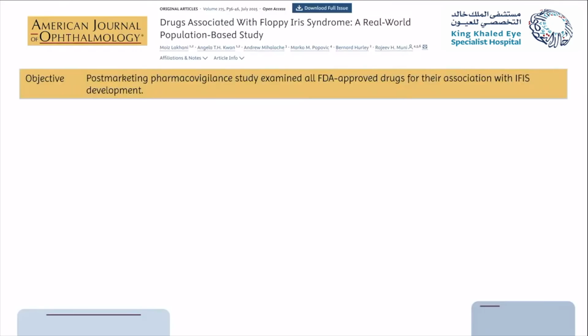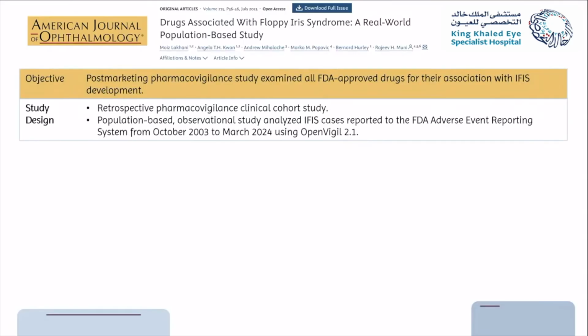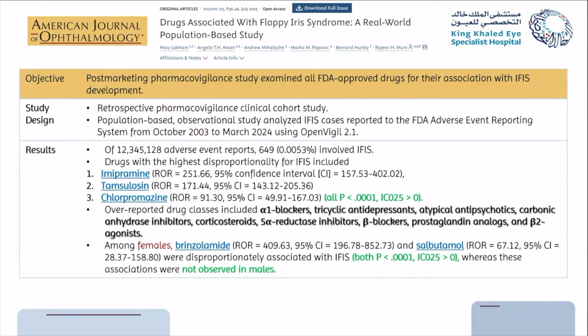This is a real-world population-based study. They studied all the medications and all the adverse effects reported to the FDA. They found around 12 million reports, and they studied the floppy iris syndrome side effect. They found it in 649 patients.